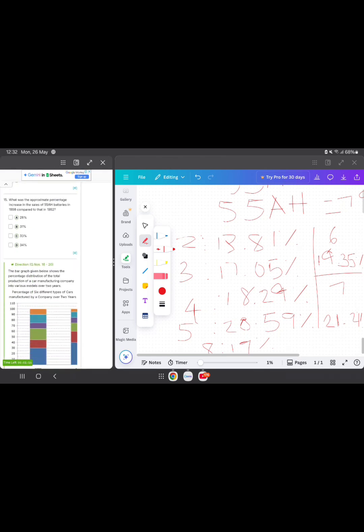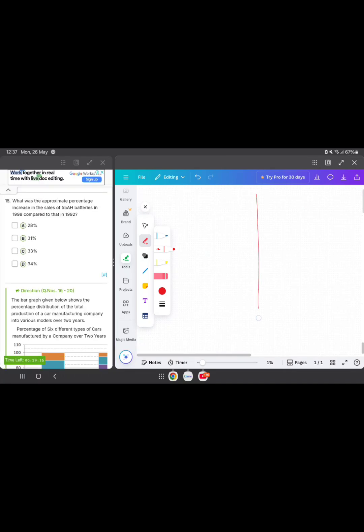And then number 15, what was the approximate percentage increase in the sales of 55AH batteries in 1998 compared to that in 1992? So we are looking at 55AH, then we've got 1998 here, then we've got 1992.